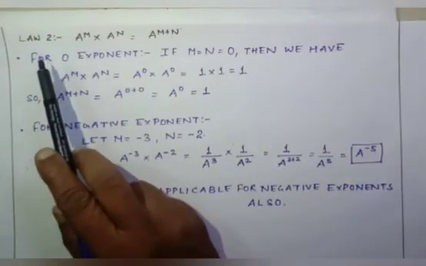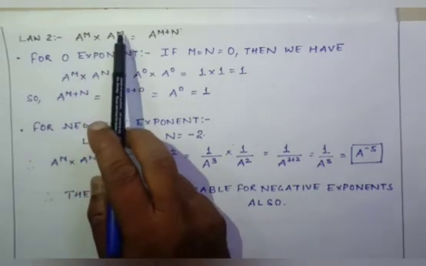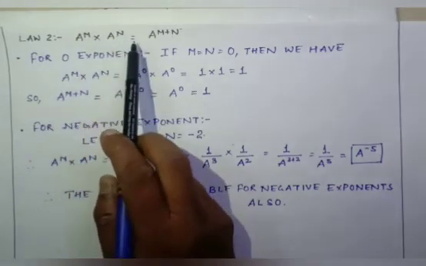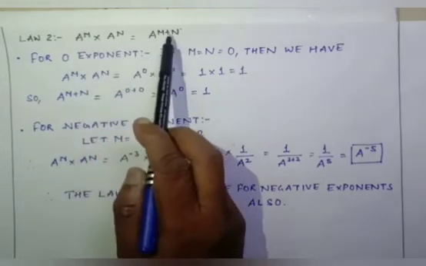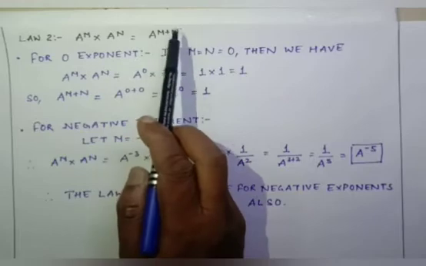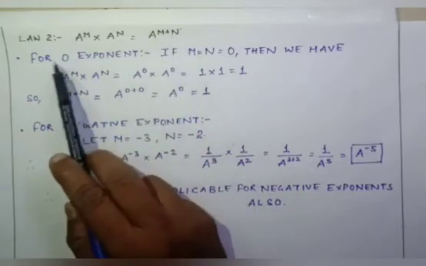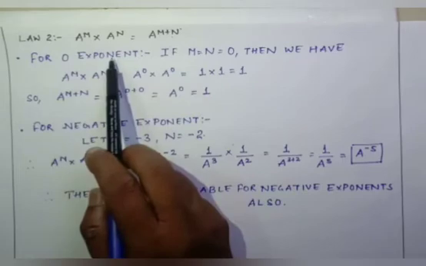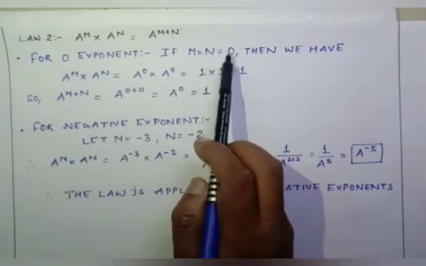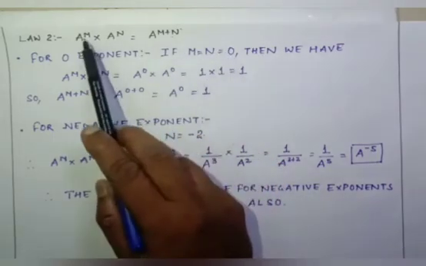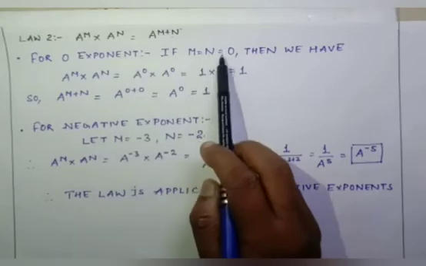Let us see the second law of exponent. It is a to the power m multiplied by a to the power n is equal to, over here the bases are same, so the powers will be added. It will be a to the power m plus n. Now we are going to see for zero exponent. Again we are going to assume m is equal to n is equal to 0. Over here the power will be same. So m is equal to n is equal to 0.